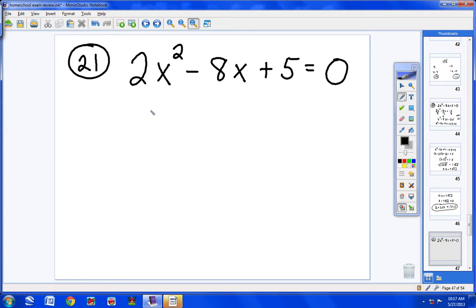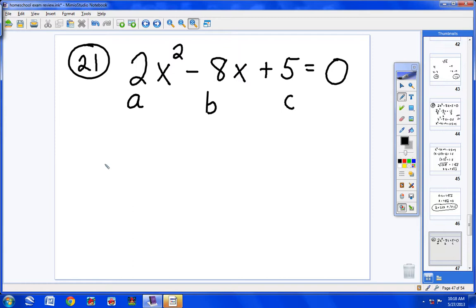Now, you never want to use the quadratic formula, guys, unless one side's equal to 0. And it is, so we're okay. But if not, make sure you move everything over. Your x squared term always has an a coefficient. Your x term always has a b coefficient, and your constant term is your c. So a equals 2, b equals negative 8, and c equals 5.